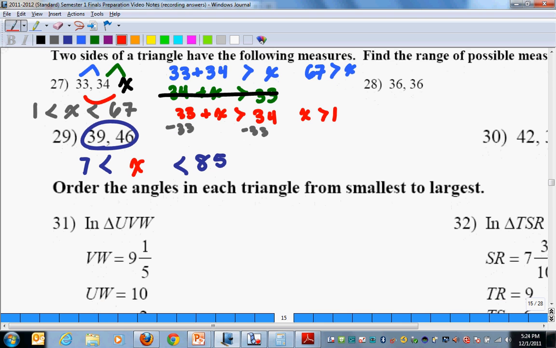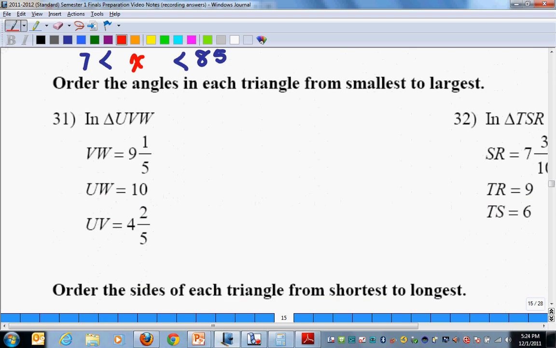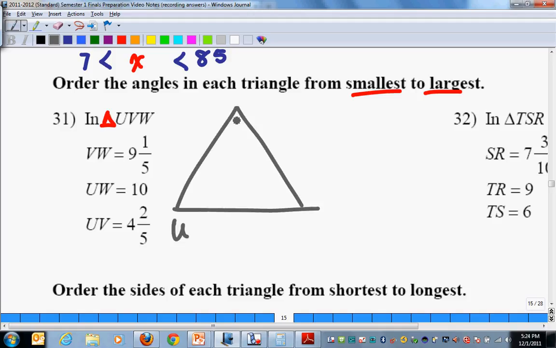And number 31, you want to order the angles in each triangle from smallest to greatest. Well, we have a triangle here, and it's UVW. So we're going to draw this. We don't really know what it looks like. UVW. But we are told that V to W is 9 1/5. And then U to W is 10, and U to V is 4 2/5.